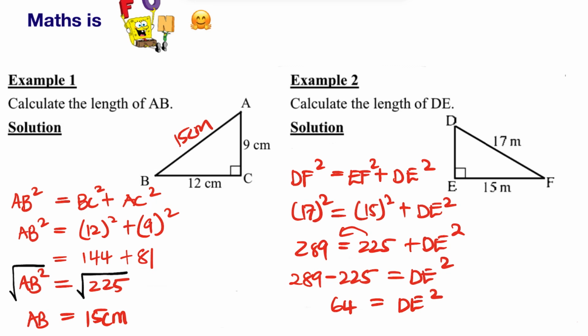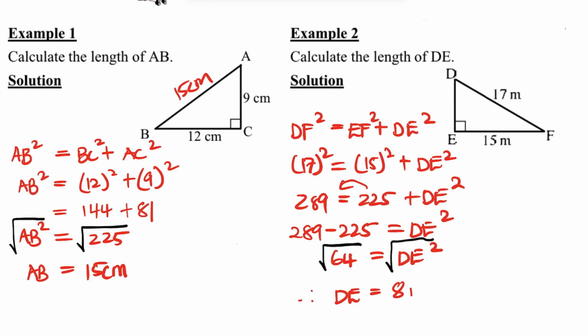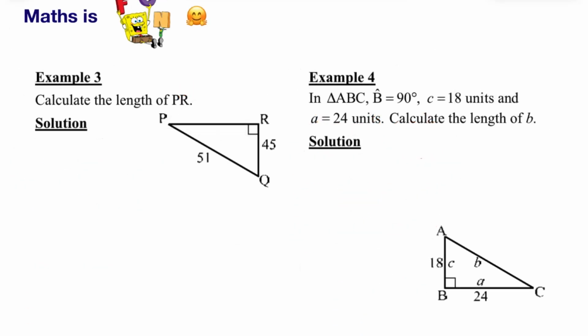Remember, we're looking for DE. So you put the square root in DE and also in 64. What you do on the left hand side, you do on the right hand side. So our DE is going to be equal to the square root of 64, which is 8. So that side is what? It's 8 centimeters. Not centimeters, it's going to be 8 what? 8 meters.